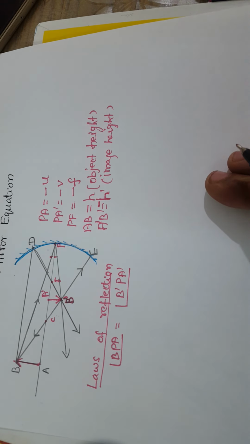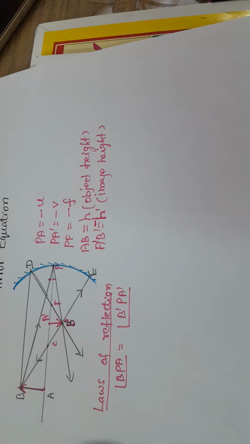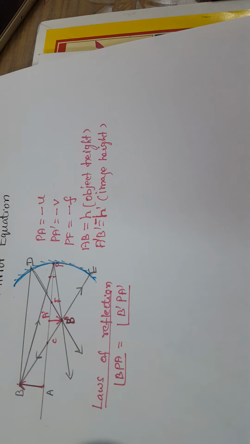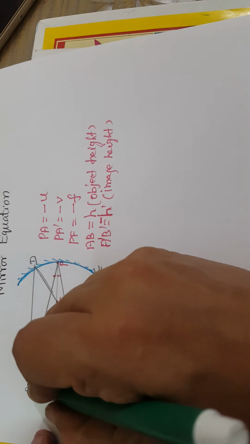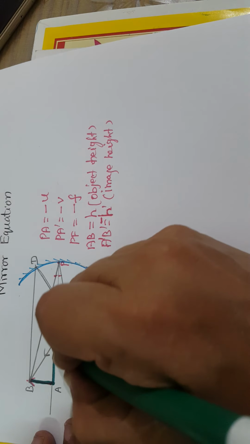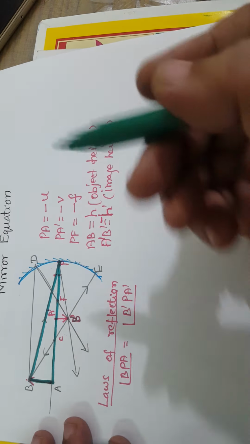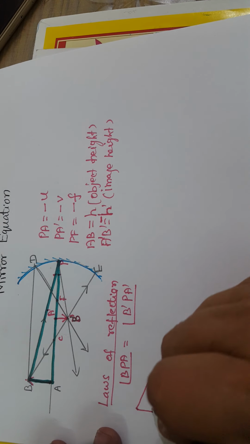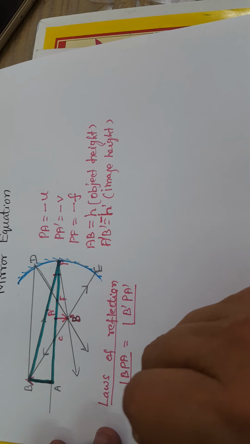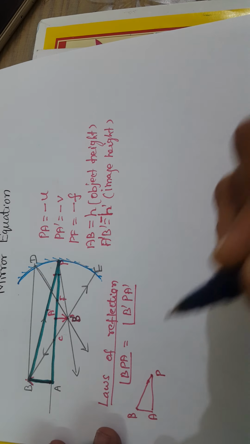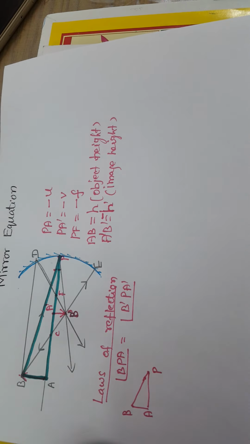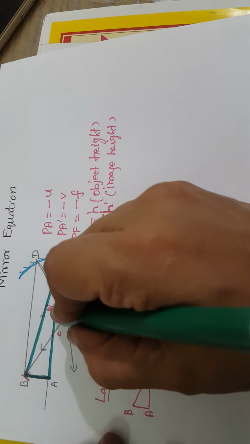Now you are considering 2 similar triangles, children. Let me use a different color here. Which 2 triangles I am going to consider? This is the first triangle I am going to consider, that is triangle ABP, and another triangle you can consider is this triangle.